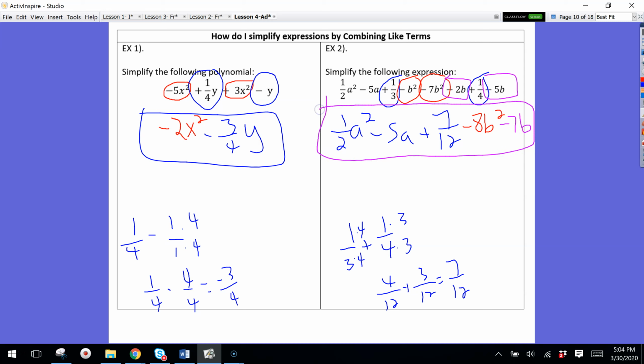I've combined all the like terms. Remember, you need the same variable, you need the same exponent in order to be a like term. There's nothing else I can combine, and I've simplified this expression.